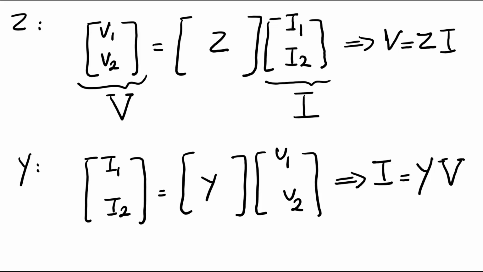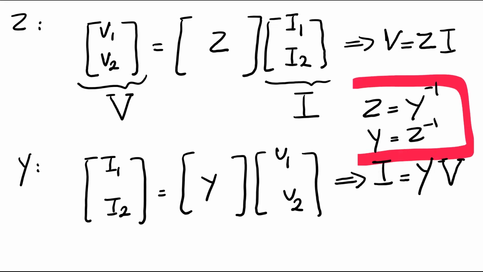So it's very clear what the relationship is here. Obviously, Z is equal to Y inverse and Y is equal to Z inverse. So if I have the Z matrix and I'm looking for the Y matrix, I have to find the inverse of Z, and that's going to be my Y. And if I have Y and I'm looking for Z, then I have to find the inverse of Y, and that's going to be my Z matrix.